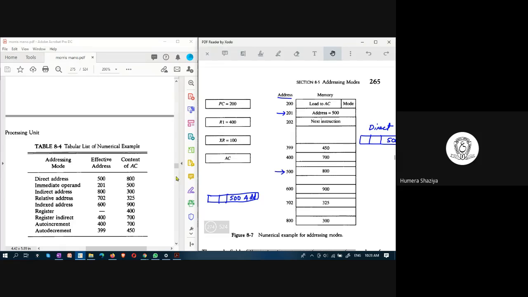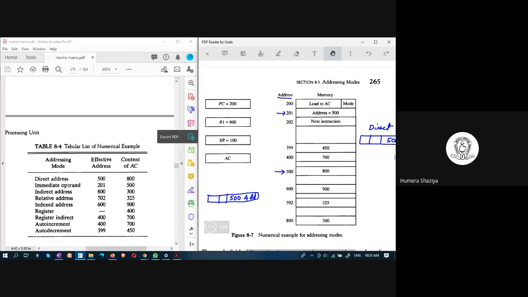In immediate operand means what? In immediate mode, the address will not be specified, rather the value. So if you take address 201, in 201 there is 500. So this 500 is treated as operand, not the address. In immediate operand mode, this 500 is an operand, not the address.